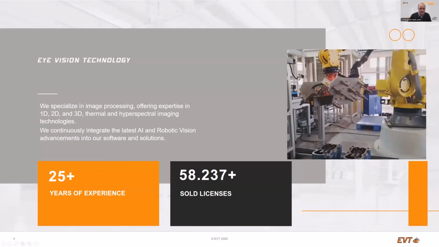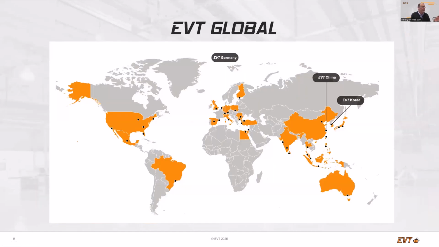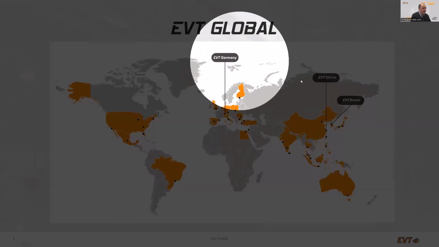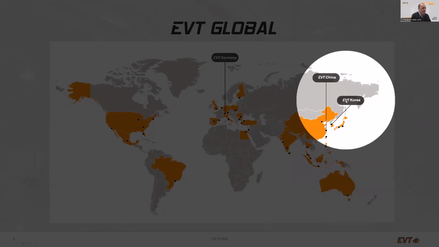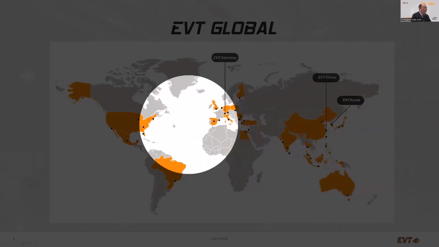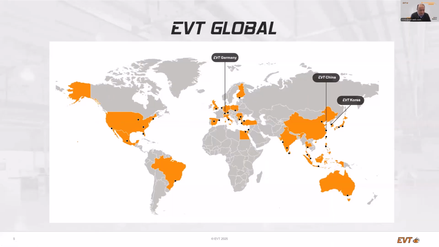So let's have a look at EVT. Our headquarters is, of course, in Germany. We have subsidiaries in China and Korea for the Asian market. You see here over the world different black dots. These are our distributors and integrators. That means you normally have an integrator in your time zone or close to you, so it's very easy to get support. Of course, it's always possible to have a direct connection to us, so feel free to contact us at any point if you need help or have any questions.